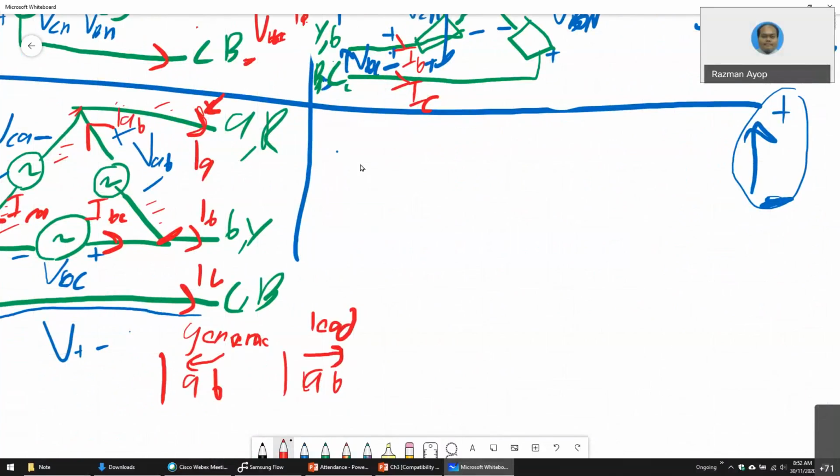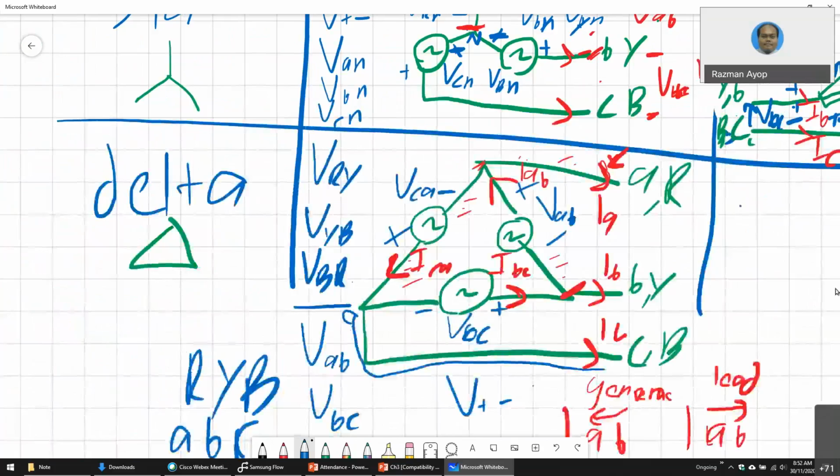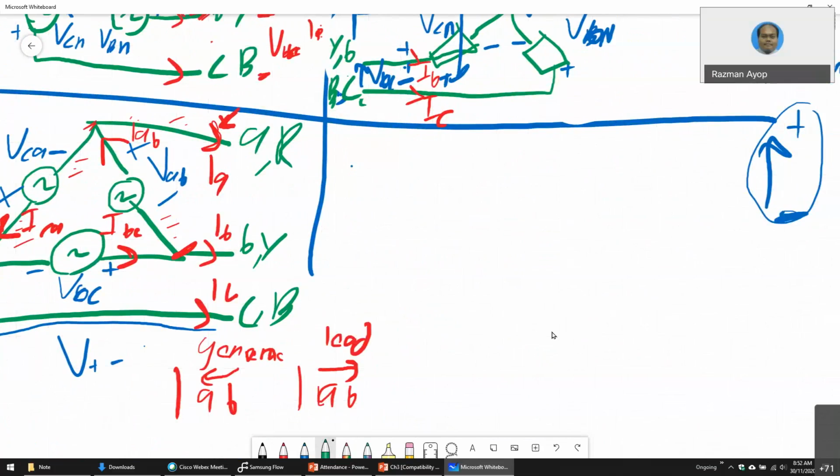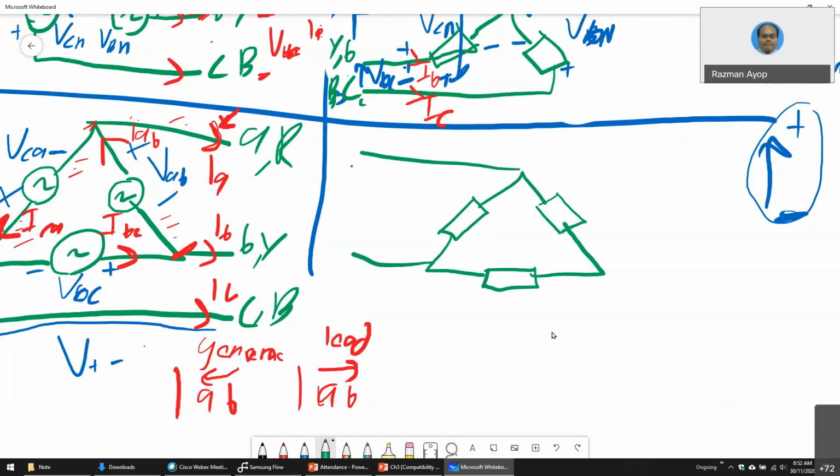Okay, next, the load in delta connection. Of course, you have to draw. Pyramid type, then like this, then this one and this one. So A, B, C, or R, Y, B. You can use either.